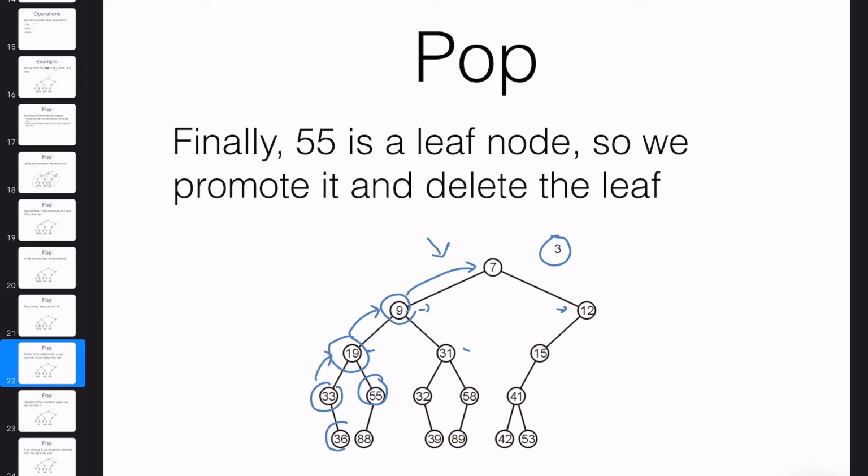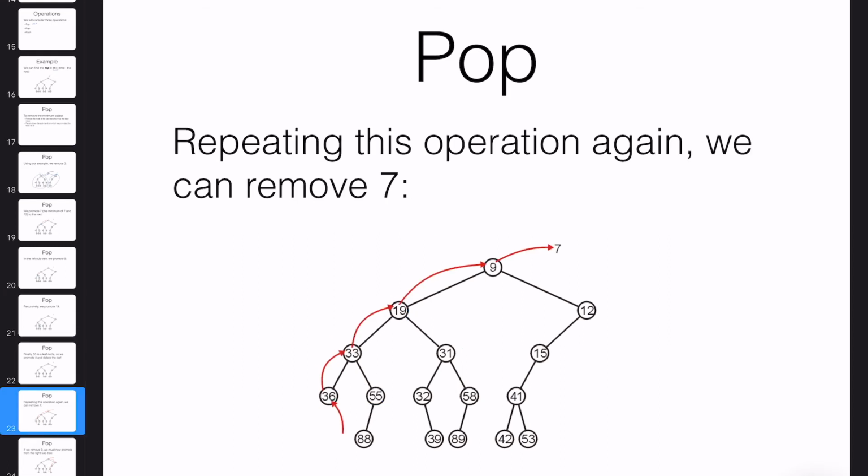And then 33 does have just one child, so that's going to be the minimum one. It will be copied, and this is going to be the result. If I'm going to apply the pop one more time, again, just as an example, if you apply the pop over this subtree again, 9 will be removed.